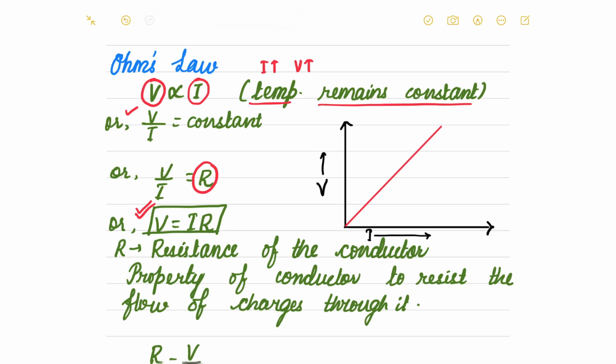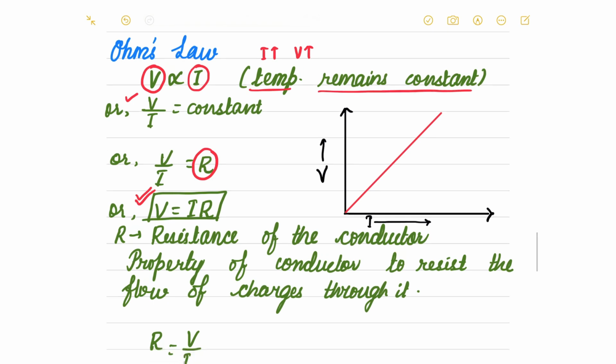If we draw the graph for an ohmic resistor, then we will get a line as shown in the figure. We will get a straight line. So let us now define the resistance of the conductor. Resistance of the conductor is its property to resist the flow of charges through it. Whenever charges flow through a conductor, it will try to obstruct them or to stop them. So this property of a conductor is known as the resistance of the conductor.